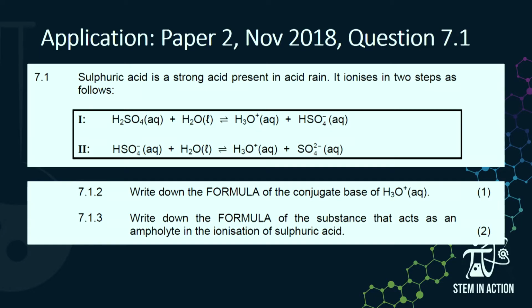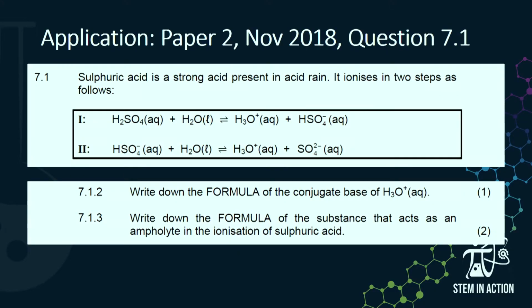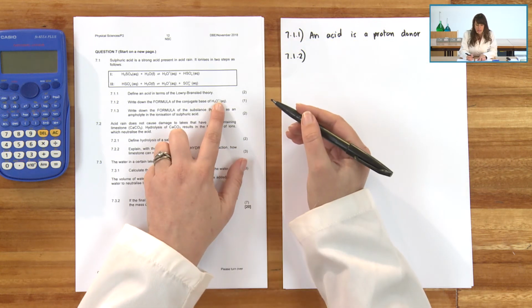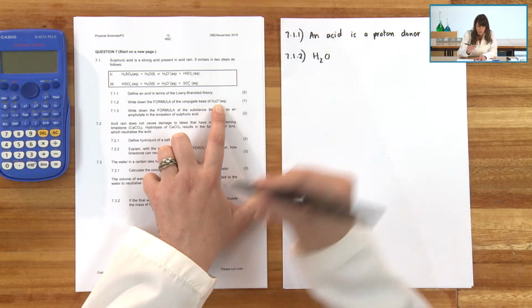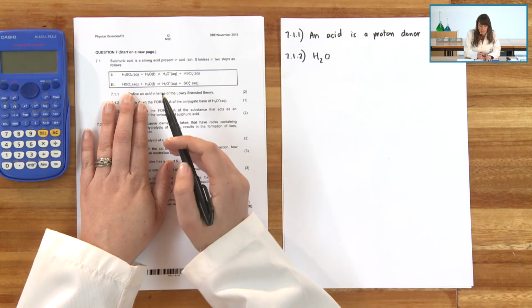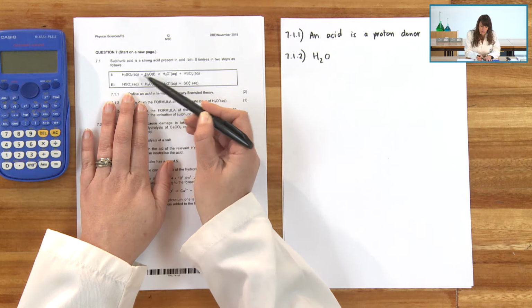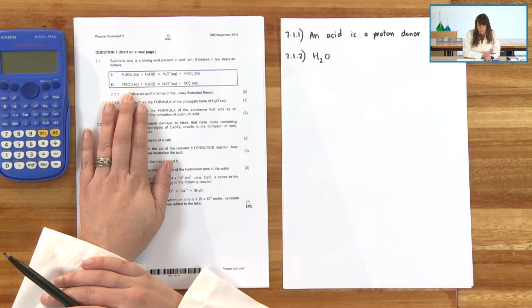7.1.2 says write the formula of the conjugate base of H3O+. Right. So, H3O plus is an acid, and so if it donates a proton, what are we going to form? That would be our conjugate base. So, if we lose a H plus from H3O plus, we're going to be left with simply water. We can also have a look at that here in our formula. If we look, there's H3O plus, so the reaction is going to be going that way for it to lose H plus, and when it loses H plus, what are we left with? H2O.